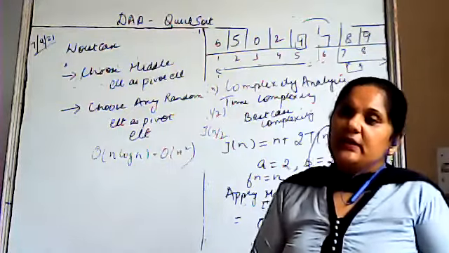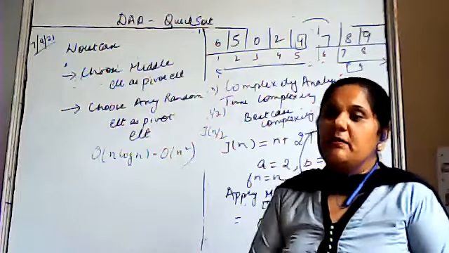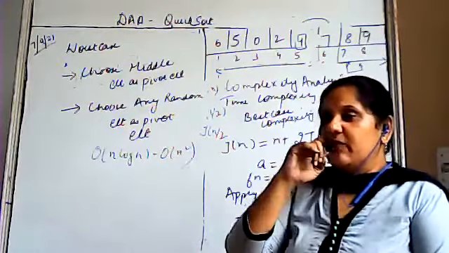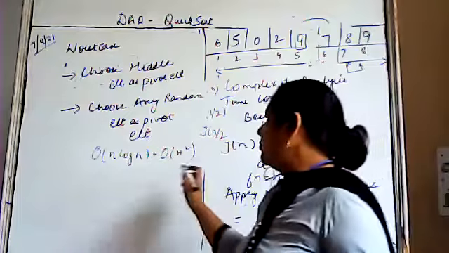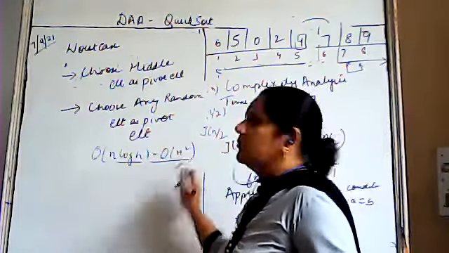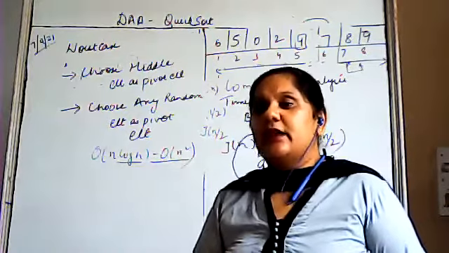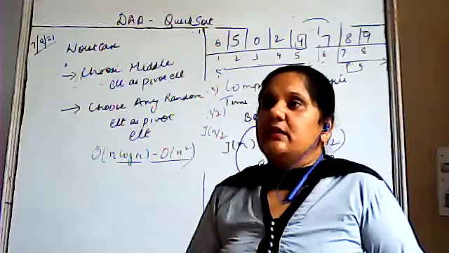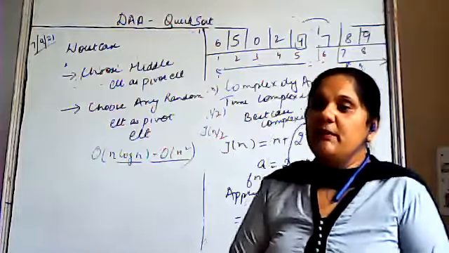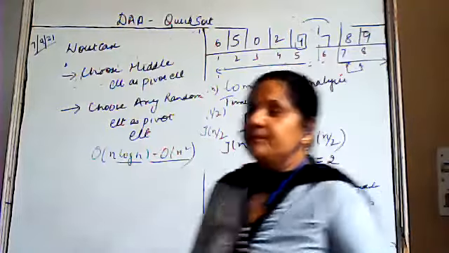Because if you choose the middle element, then the complexity would definitely be n log n. And if you choose somewhere after the middle element, it could vary from n log n to O of n square. So generally it is recommended, the best is to choose the middle element as the pivot element.